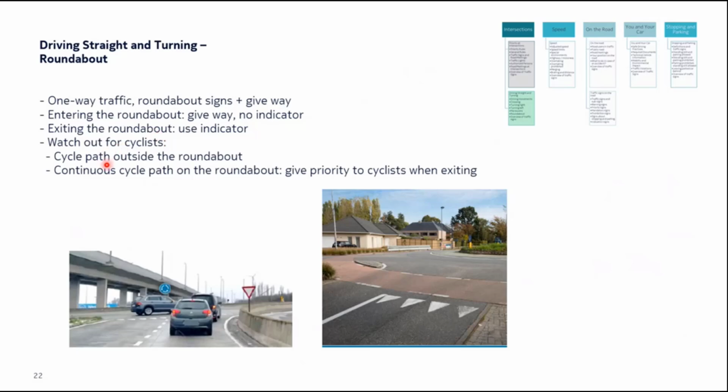Watch out for cyclists. So cyclists are important. Sometimes the cycle path is part of the roundabout. Like in this example, you see this bicycle lane is part of the roundabout, which means what? The moment it becomes a part of the roundabout, you must give priority to the traffic. You must always, before entering a roundabout, give priority to the traffic that is on the roundabout. Okay, so now the bicycle lane is also part of the roundabout, so you give priority to them before you enter the roundabout.